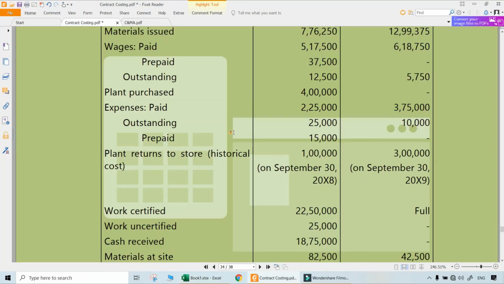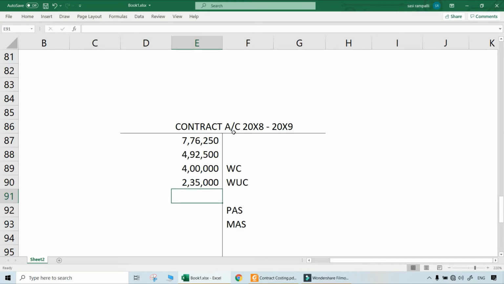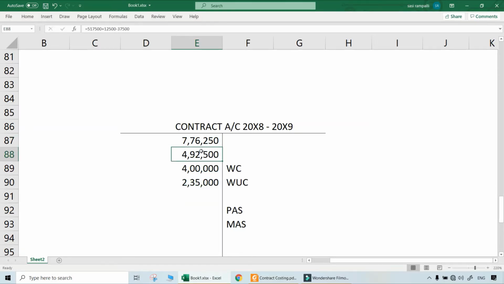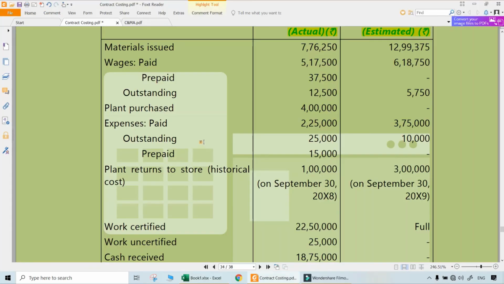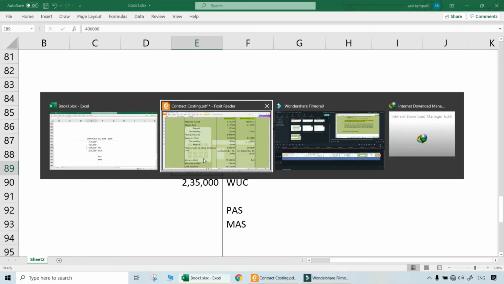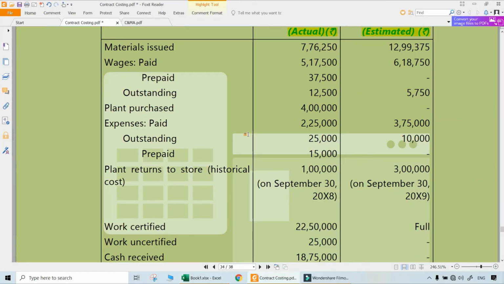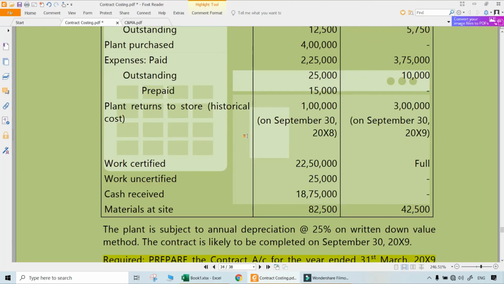Deduct 15,000 prepaid. So that is expenses. Let me check if I am not doing the same mistakes. Yeah. So materials is taken care of. Wages is done separately. Plant purchased is 4 lakhs. Expenses is also done, 2,35,000. Paid plus outstanding minus prepaid.